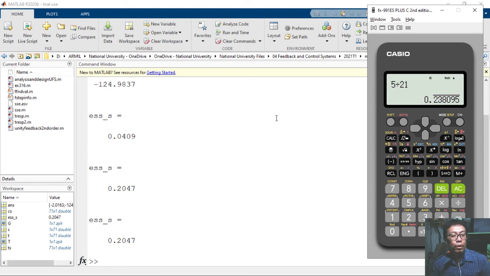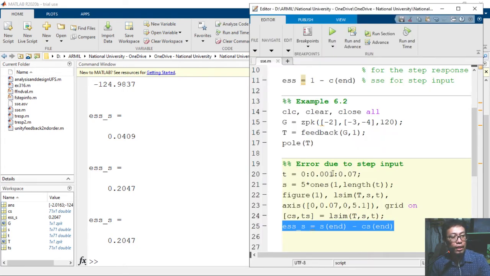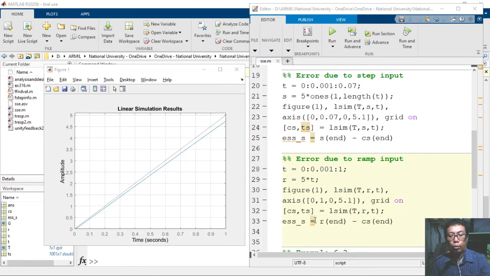Okay. Now, let us try now to do this again pero this time sa ramp naman, sa ramp input. Okay. Now, dito naman, meron naman tayong ramp signal. So, yung input natin is ramp. So, para makapag-define tayo ng ramp, that's simply 5 times the time vector. So, magiging ramp na siya. Pinalitan natin yung S nung R kasi R na siya.